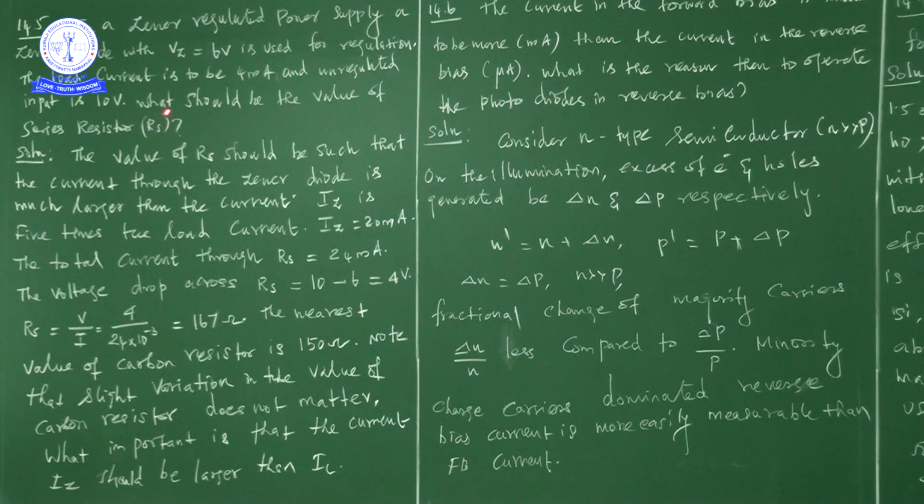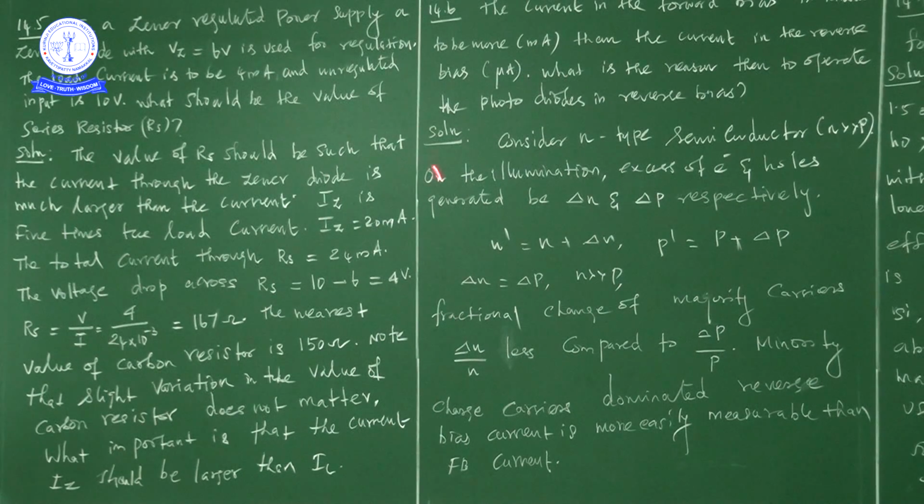Now our aim is to find the magnitude of the series resistor. See the solution: the value of RS would be such that the current through the Zener diode is much larger than the load current. That current is nothing but the load current. If we want to know the value of the series resistor, first of all we need to know the input current.